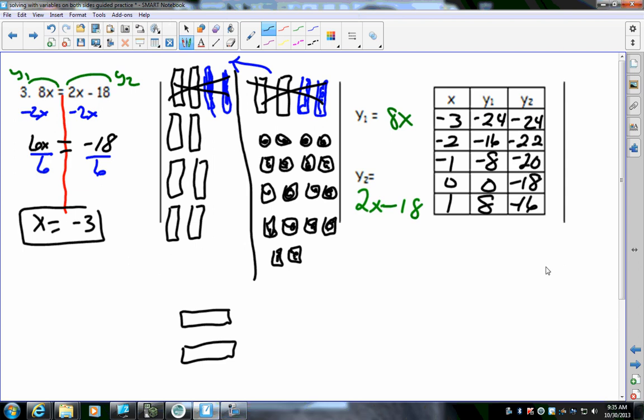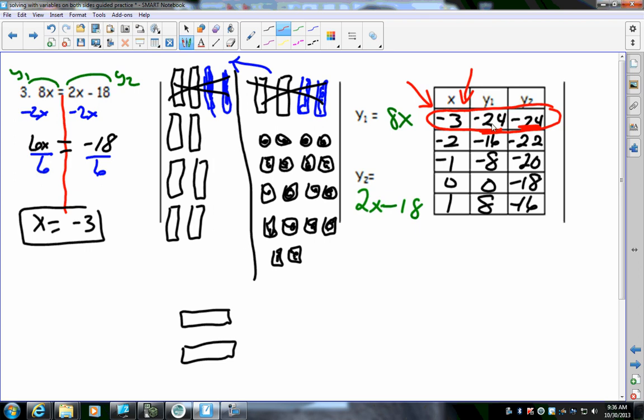Okay, remember, once you fill it in, circle where your solution is. Remember, it's a solution because y1 and y2 are the same number. That means that ding, ding, ding, right there, there's my answer. Okay?